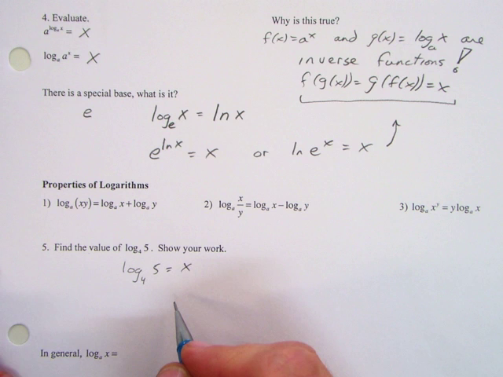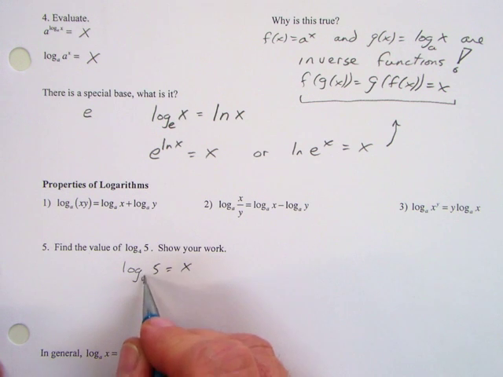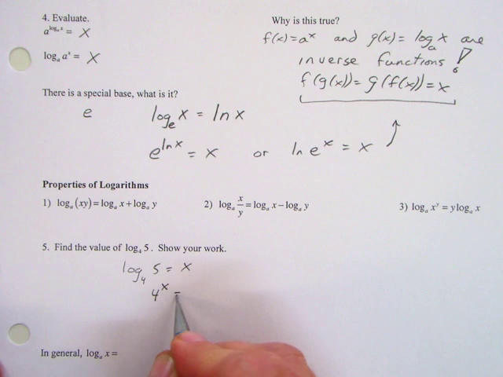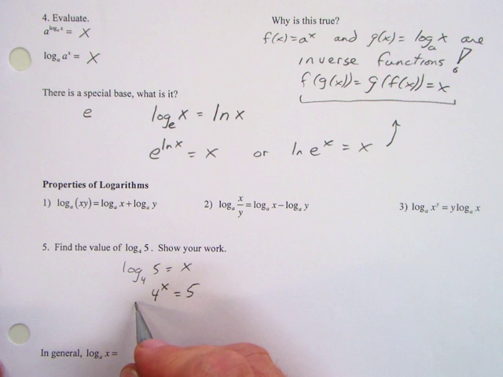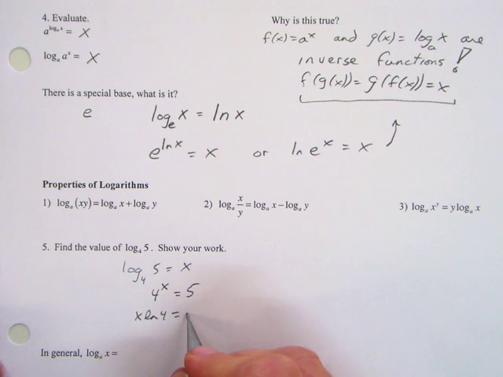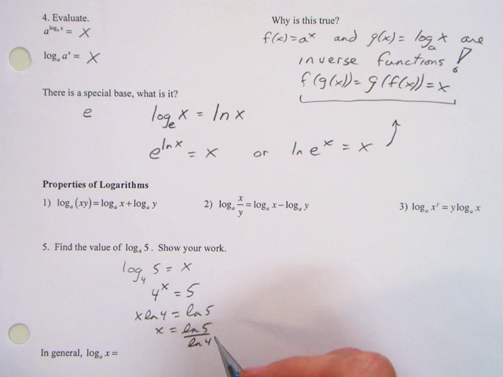This can be transformed to an exponential equation. This is the base of the log. It becomes the base of the exponential. So we have 4 to the x equals 5. If we take the ln of both sides, we'll have x ln of 4 equals ln of 5, so x equals the ln of 5 divided by the ln of 4.